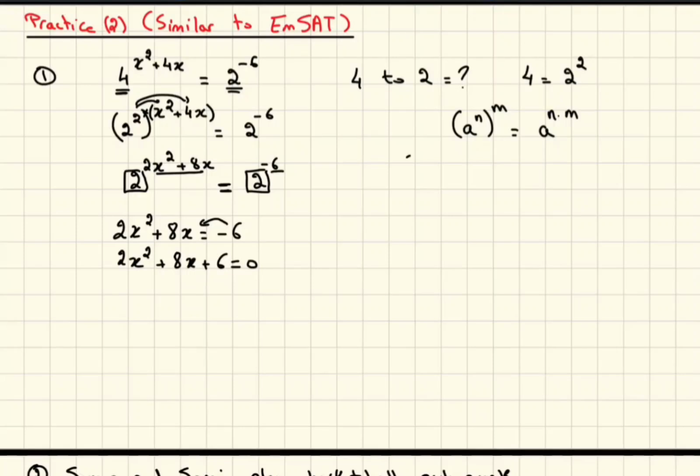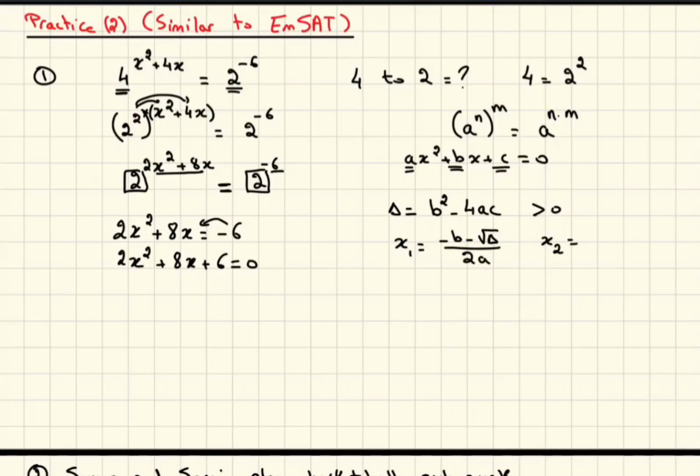Now this looks like ax squared plus bx plus c equals 0. A is the coefficient of x squared, b is the coefficient of x, and c is the constant number. If you're applying the quadratic formula, you can find delta first, which is b squared minus 4ac, and then apply the rules. So if delta is positive, we get 2 roots: minus b minus radical delta over 2a, and the other one is minus b plus radical delta over 2a.